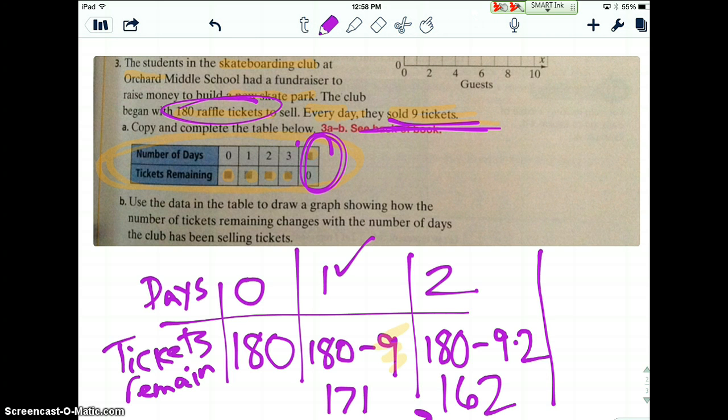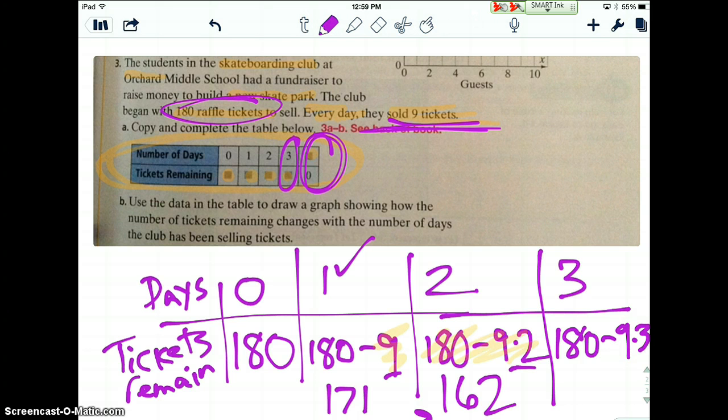Okay, now we're on to the third one. Third day, day 3. Now using my pattern, even though you might not like it right now, it's going to help you. We started with 180. Are we subtracting 9? Well, a certain amount of 9s. 2 9s. I wonder, 3 9s? Because each day they're selling 9 tickets. And we are at a total of, if I do that computation correctly, 153 tickets remain.